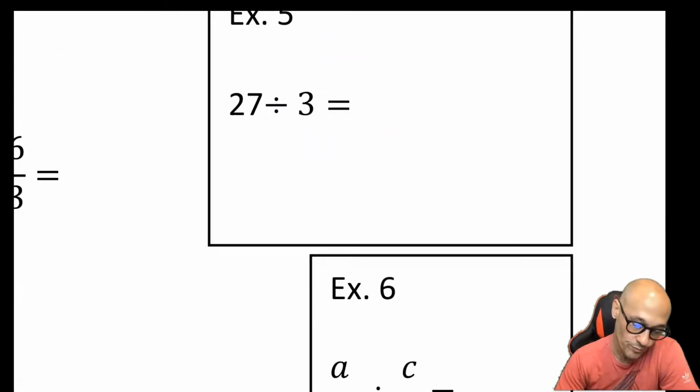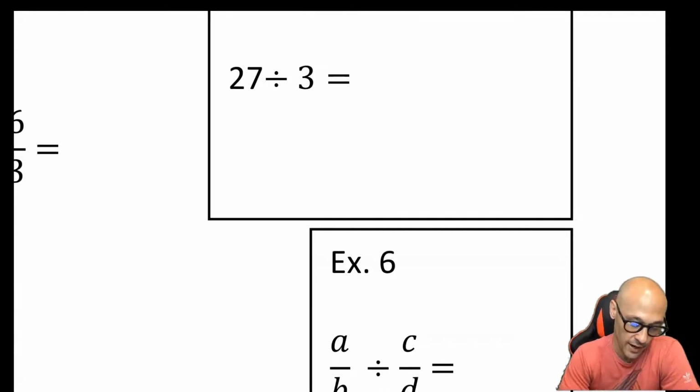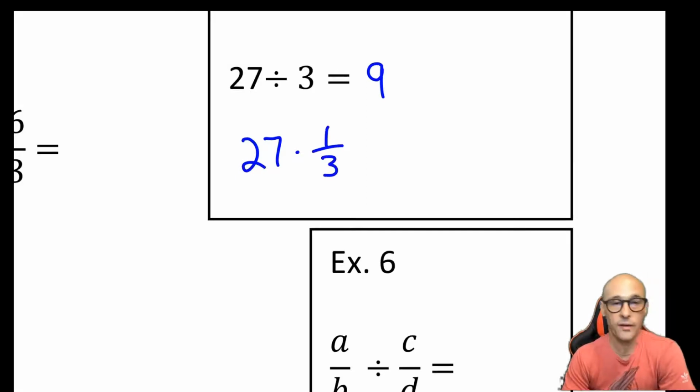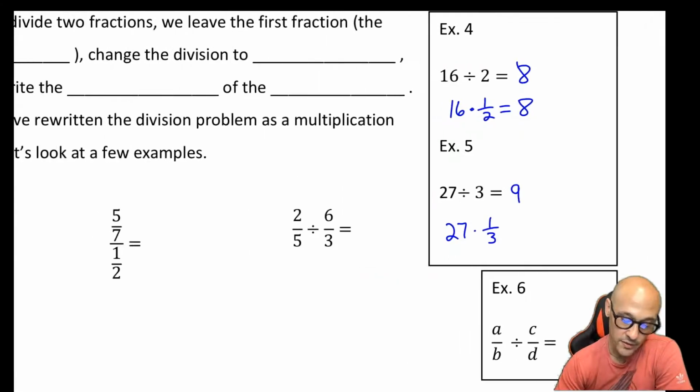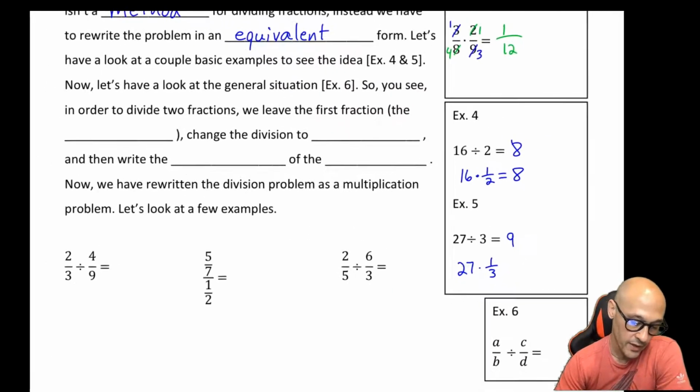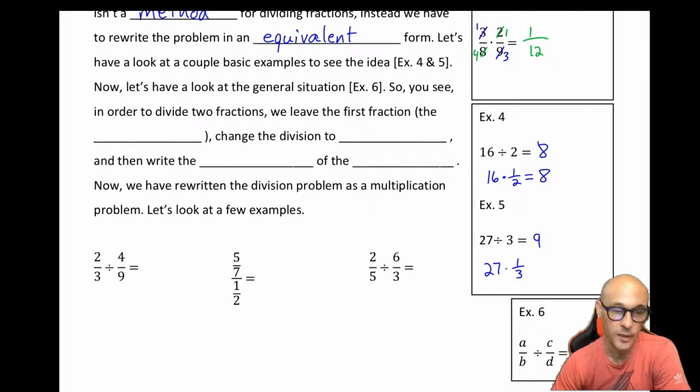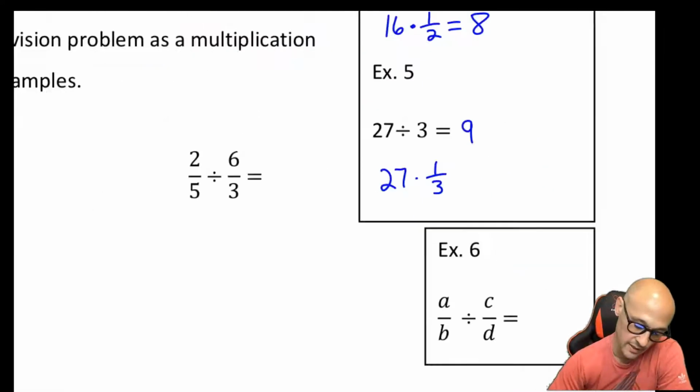Down below, 27 divided by 3, that's 9. But we can also think of this as 27 times 1/3. So this might make sense to you to think about, well, division and multiplication, they're really closely related. And that's what we're going to be looking at in just a moment. Now let's have a look at the general situation in example 6.